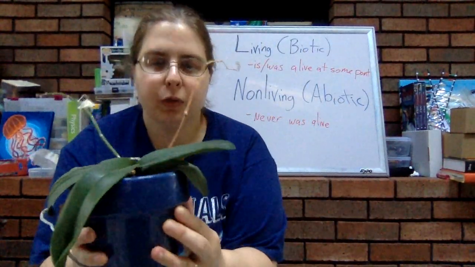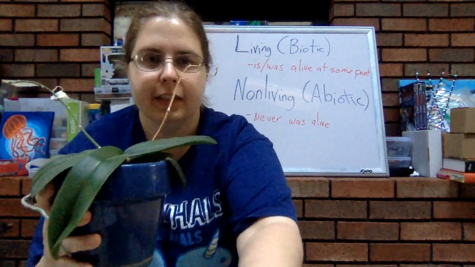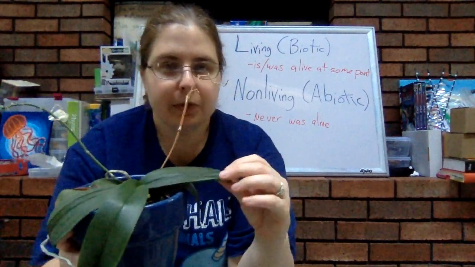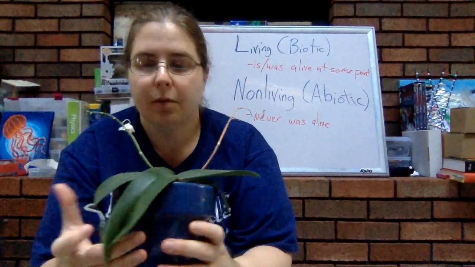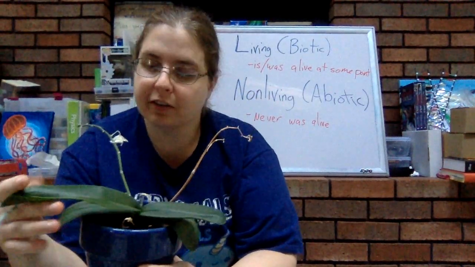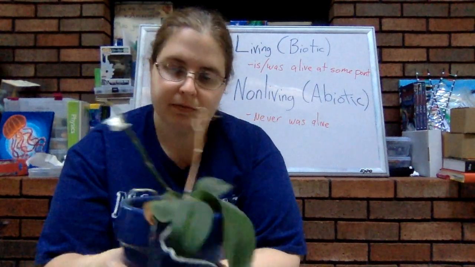How about this plant, this orchid? See its leaves, see its stem. I'm pretty sure most of you are going to tell me that it's living. And you are correct. Plants are biotic factors. They are considered living organisms.